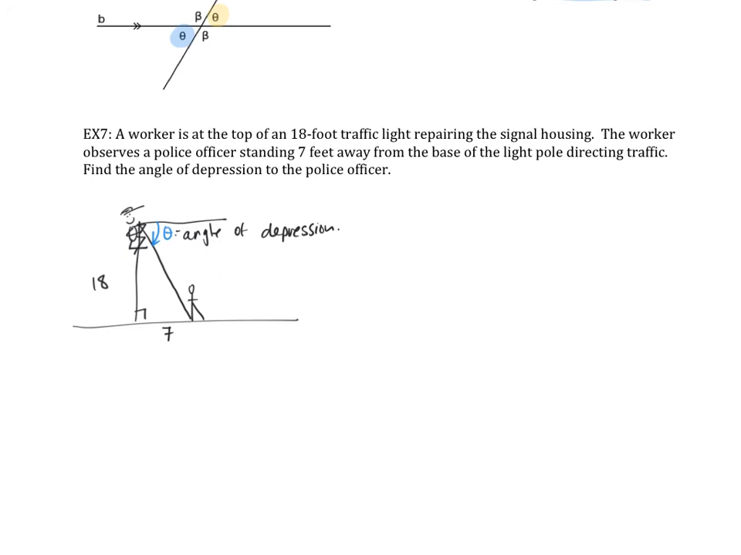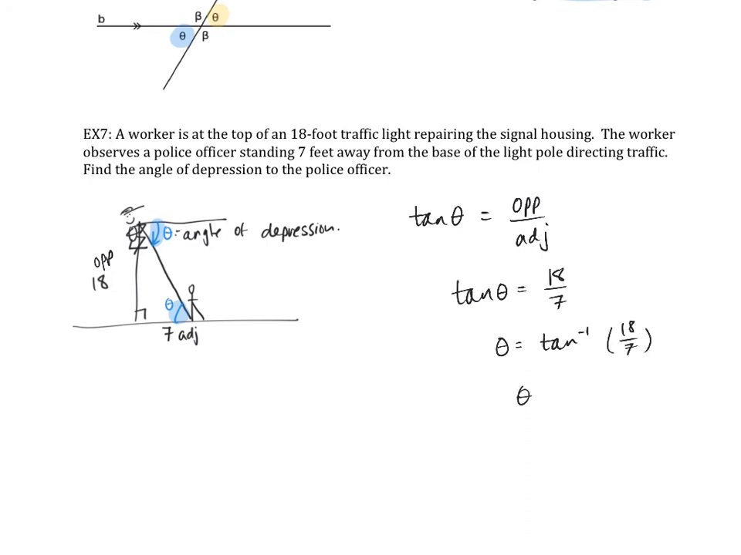Okay, now based on alternating interior angles, we have that the angle created over here, that is also theta. Okay, now using our trig definitions, I have an adjacent side and I have an opposite side. So I'm going to use tangent. Tangent of theta is opposite over adjacent. So tangent of theta is equal to 18 over 17. And that gives us theta is the arctan of 18 over 17. So theta is approximately 69 degrees. There we go.